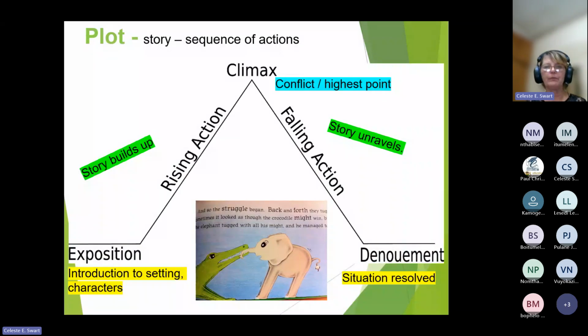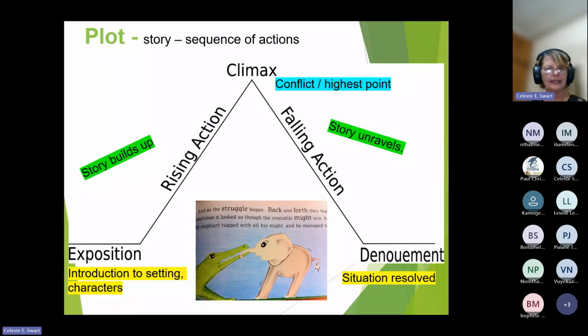Now, let's quickly look at the plot. The plot tells us what happens. We start with the exposition, which is an introduction to the setting, the characters, and events. So it's not just setting and characters and there it ends. And also the events that could be taking place or going to take place, the rising action, where the story builds up. Let's look at how the elephant got its trunk.